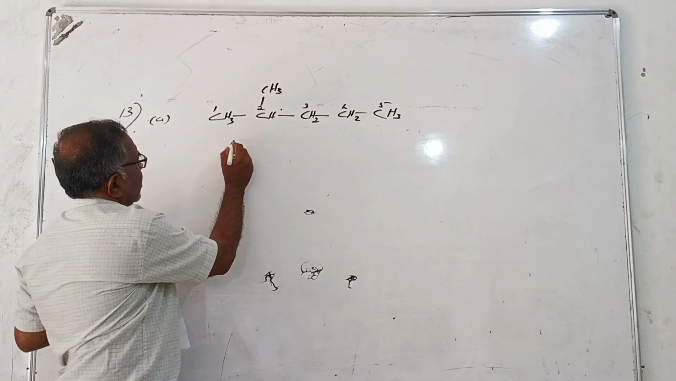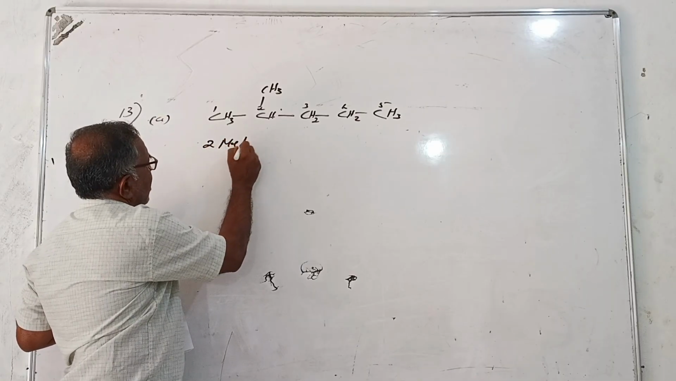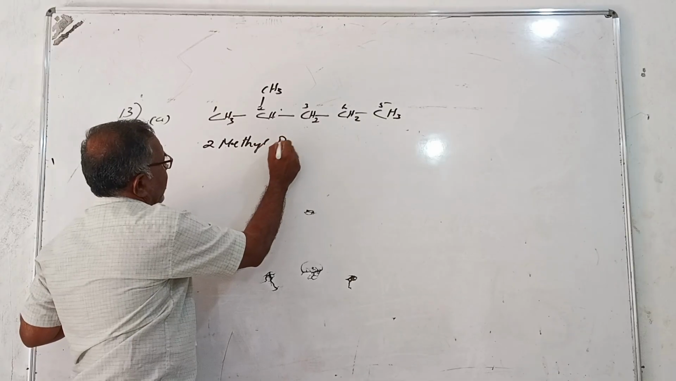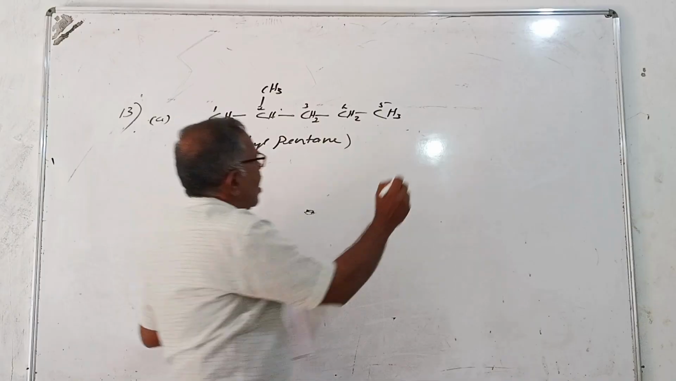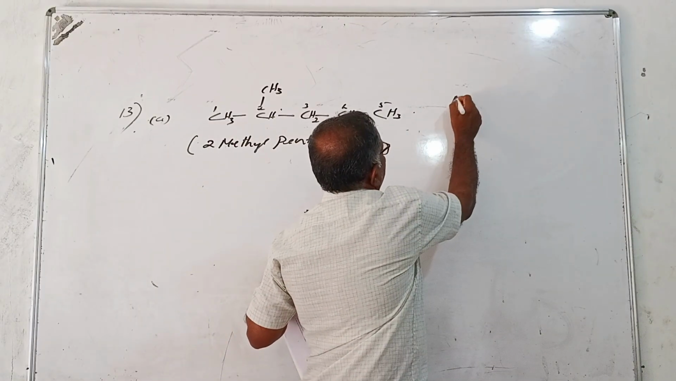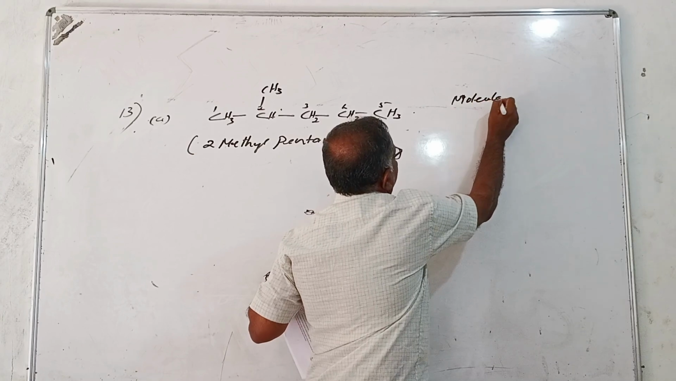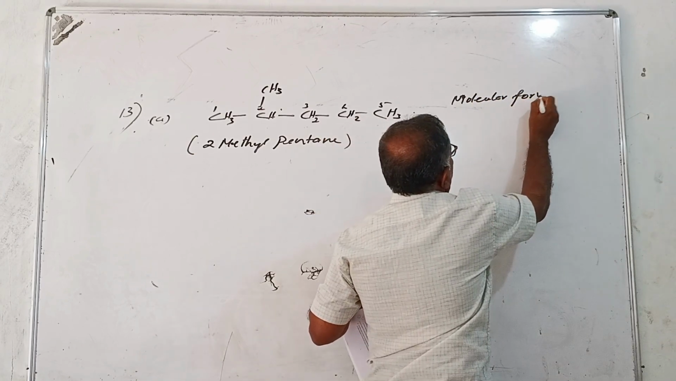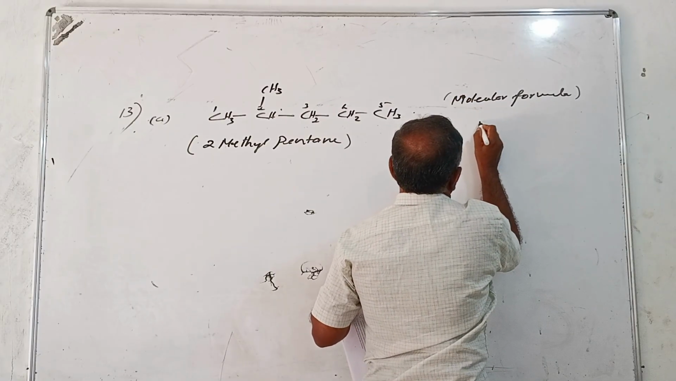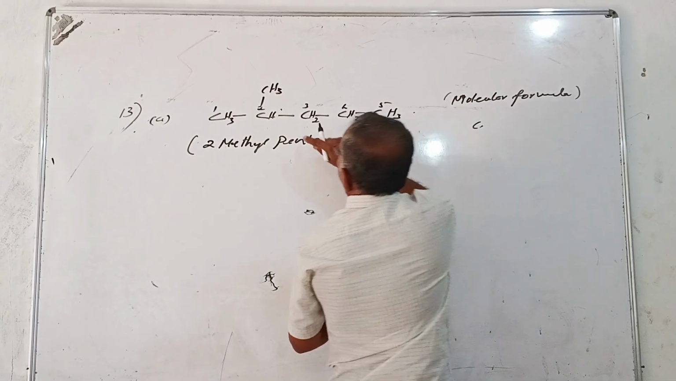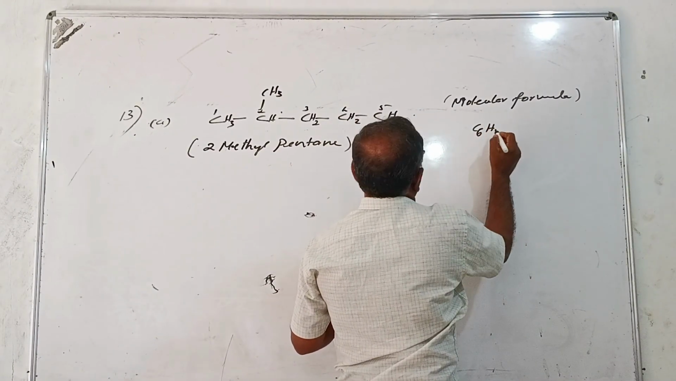So the name of this compound is 2-methyl pentane. Molecular formula is C6H14.